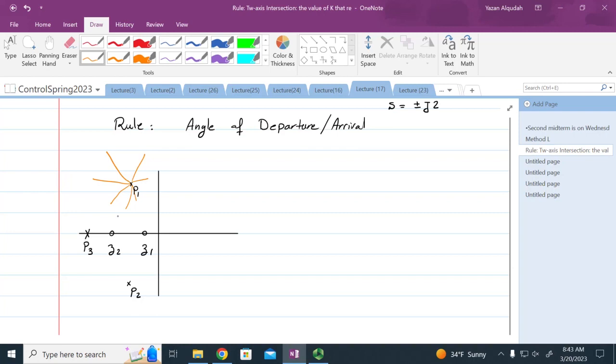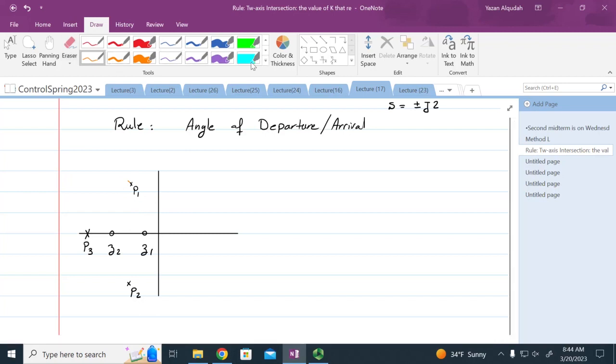Now what this rule is going to help us know is how does this branch leave P1? And therefore we call it angle of departure, or if it is a zero, it will be angle of arrival. Make sense? Now how are we going to find out what the branch that is leaving P1 is going to look like?